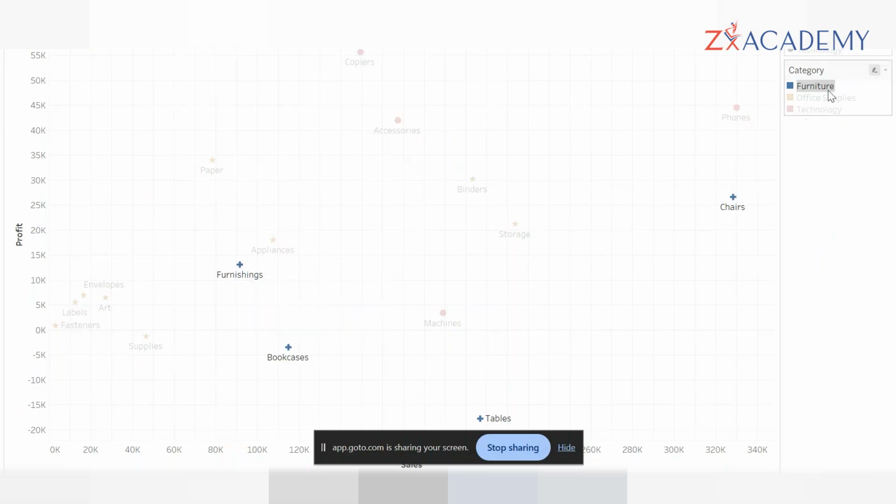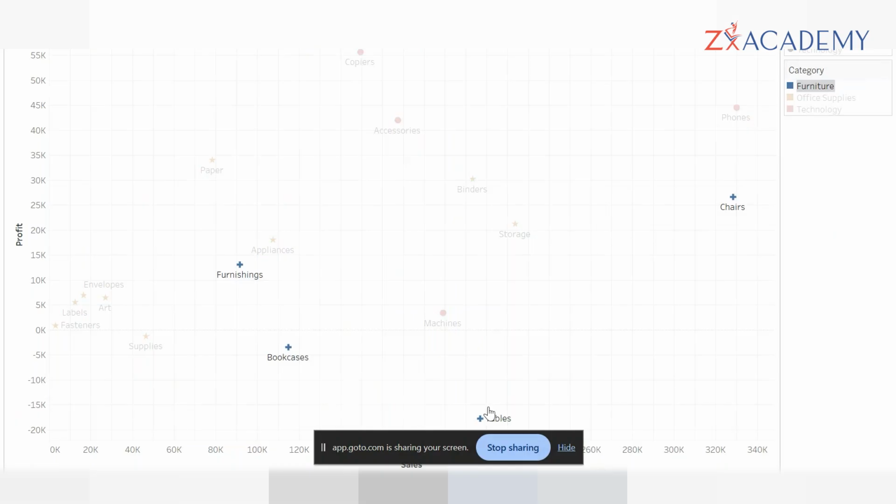But out of four products in the furniture, two are giving me a negative profit, even with good sales. You can see bookcases, they have done sales of more than 1 lakh, 1,14,000 sales. But what profit are we getting? We are not getting any profit. We are running a loss here. Minus 3,500 is the loss for me.